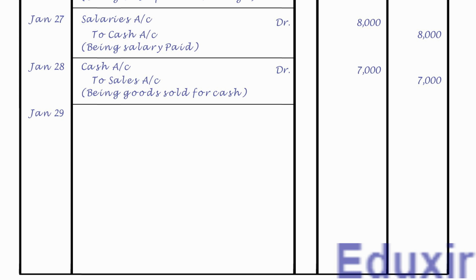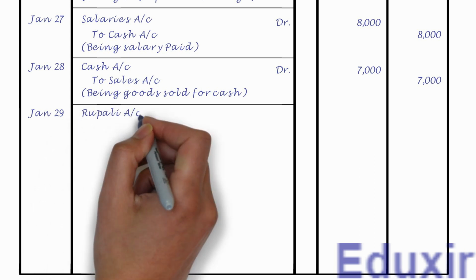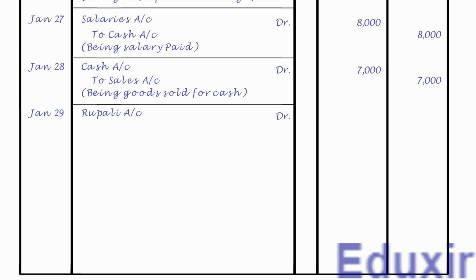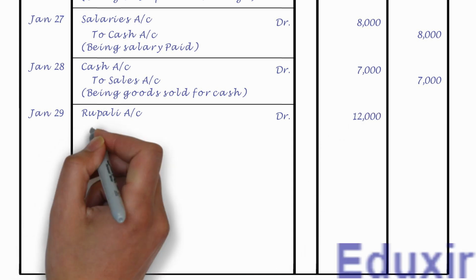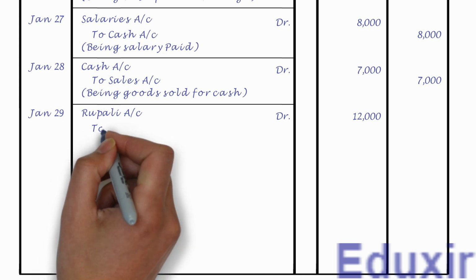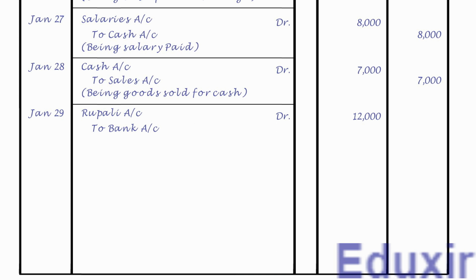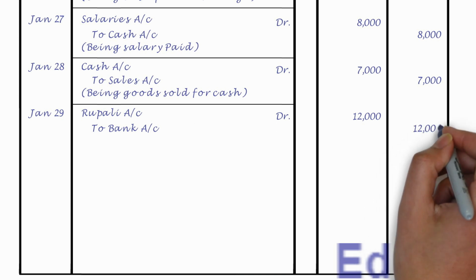Let us now record Rupali account as the debit entry. Let us also write the text DR to indicate that this is a debit entry. Let us also write the debit amount of 12,000 rupees into the debit amount column. Leaving a margin, let's record the bank account as the credit entry. Let's also write the credit amount of 12,000 rupees into the credit amount column.